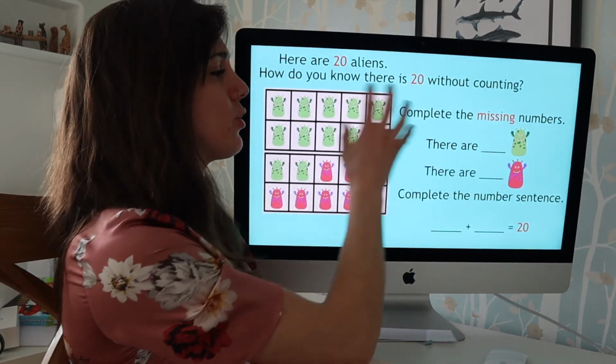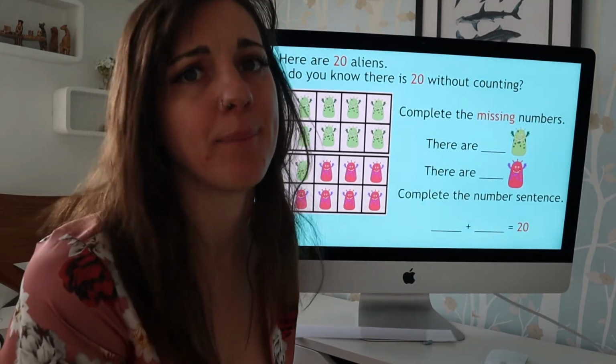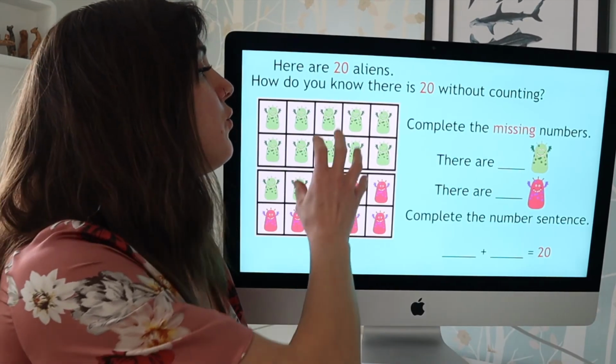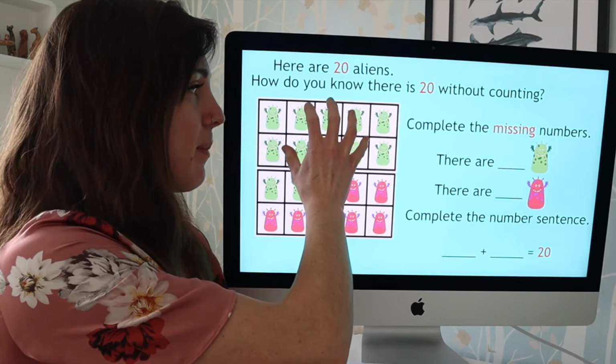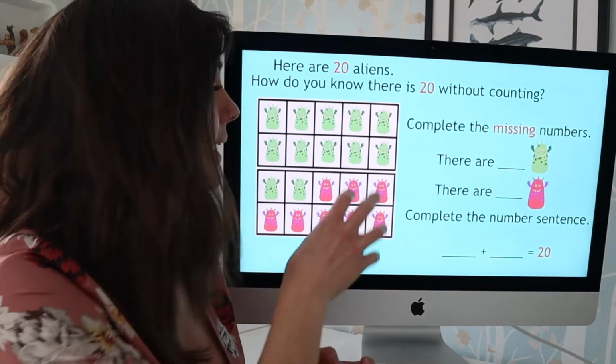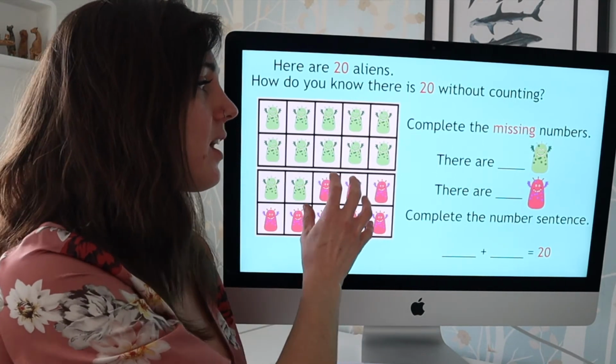How do you know there is 20 here without counting? How would we know that? Remember, these are tens frames. They're all full up. If your tens frame is all full up and you've got one of them, that means that there are 10 there. So we know that if there are 2 tens frames, there are 20.